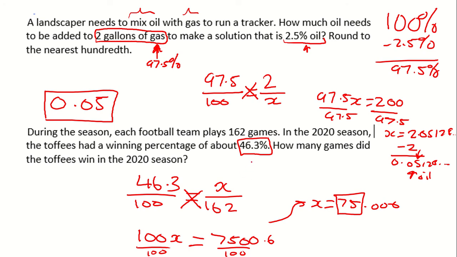Okay, so there are 2 different types of questions there. In the first question, the information they gave me helped me work out how much we had altogether, how much mixture we had, but I had to subtract the gas to work out how much oil we needed. In the second question, they told me the percentage straight away, so I could just work out from the information that they won 75 games.